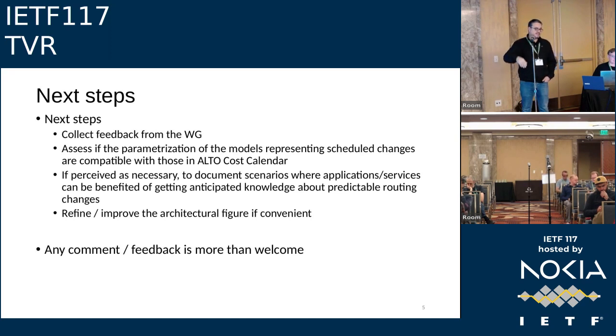We can think of media delivery, streaming services, or whatever other kind of service that could benefit from knowing in advance schedule changes, so that the application can take the decision of moving flows from one part of the network to another part, avoiding issues and problems. And then, if necessary, to refine or improve the architectural figure that you saw at the beginning, because it was just for illustration purposes, but probably we can go into more detail and provide a better description of the case. So with that, I finish, and any comment or feedback is more than welcome. Thank you.